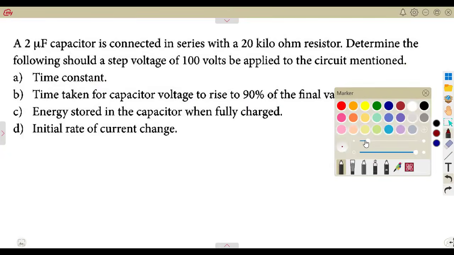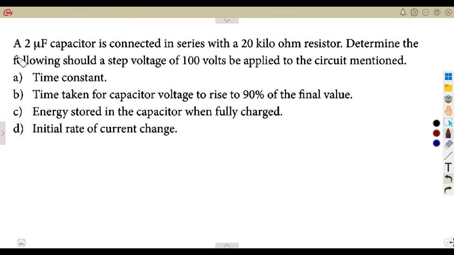So in these questions that we are given, let's say the first question that we have, a 2 microfarad capacitor is connected in series with a 20 kilo ohm resistor. So we are talking of an RC circuit, a resistor and a capacitor. According to the information that we have got, a capacitance of 2 microfarad, the resistance value, which is 20 kilo ohm.